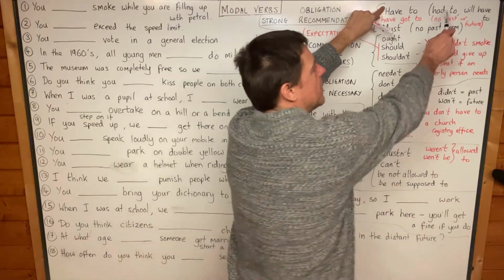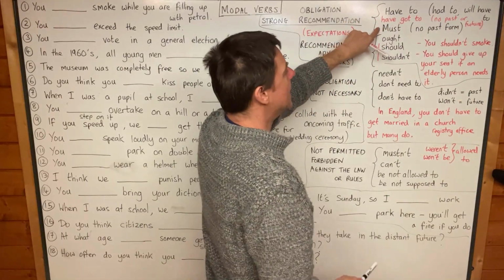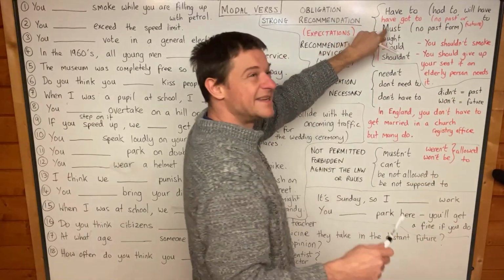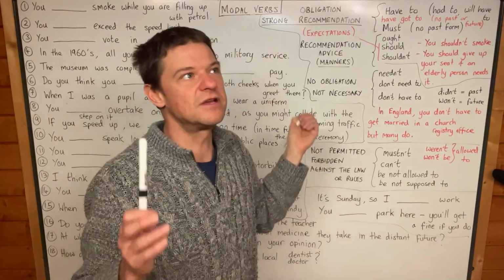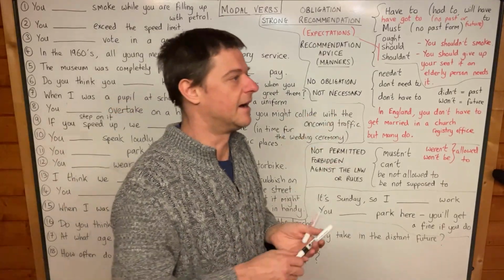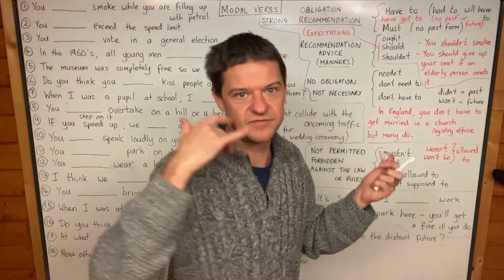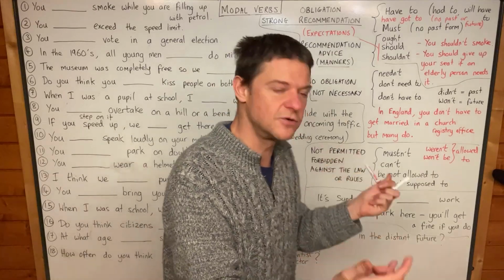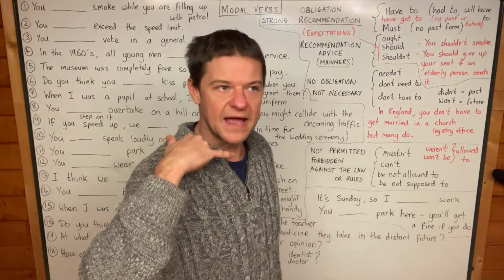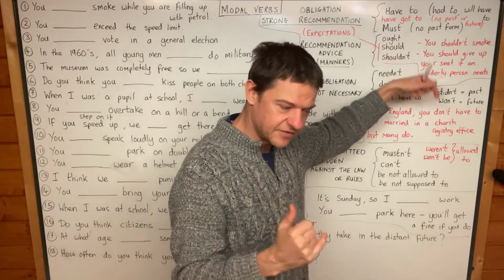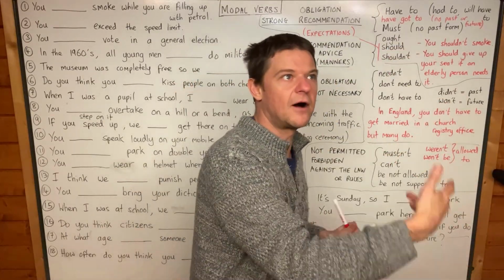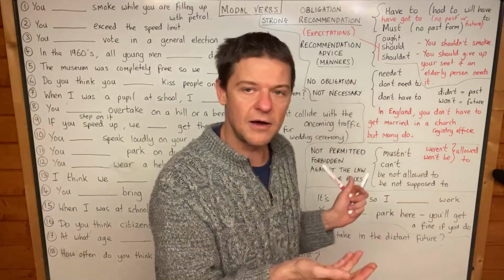But have to has a past and a future, and must has no past. You can use must for present or future. You can say every week I must, I don't know, I must speak to clients. Maybe if that's something that you have to do at work, you have no choice. Every week I must speak to clients. You can use it in present, but you can also say next week I must speak to some clients.